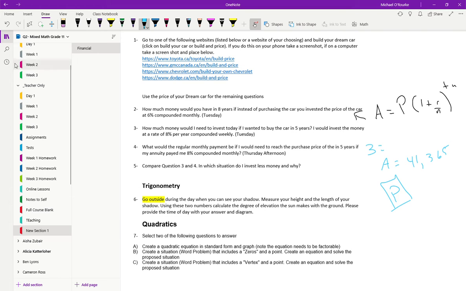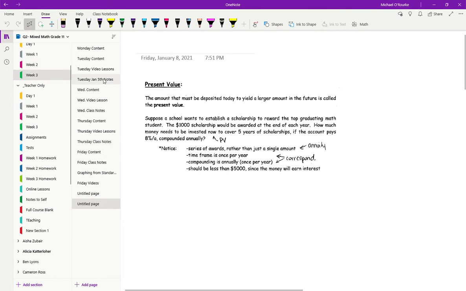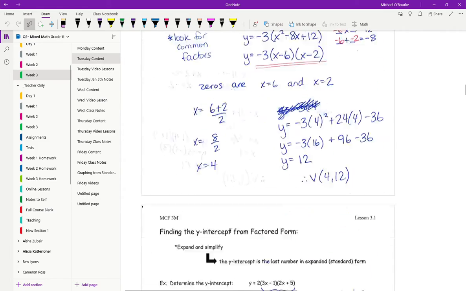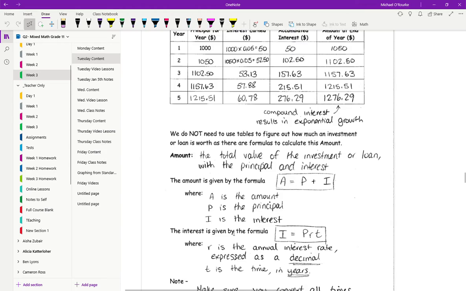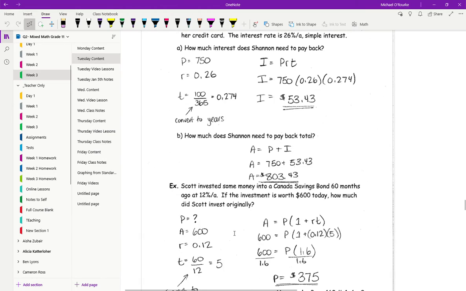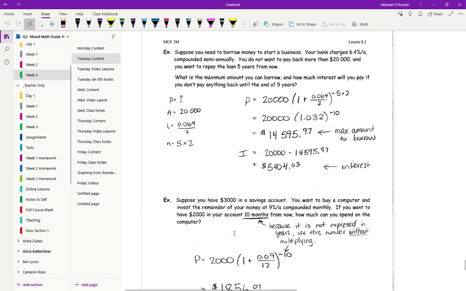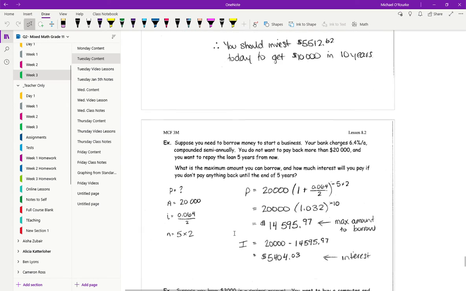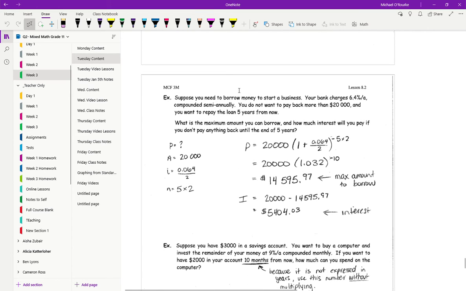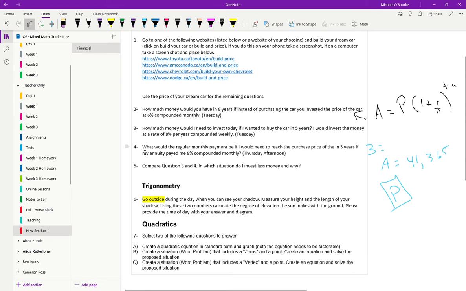Right? I'm pretty sure I went through that in my lesson. Let me double check here. Compound interest. Good. So a question like this is what we're looking at here. Okay, suppose you need to borrow money in business. You're going to pay back $20,000, so that's your A, right? We'll go from there. So that's in your Tuesday content. You can look there. Okay?